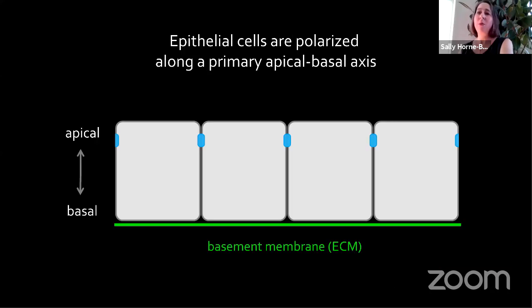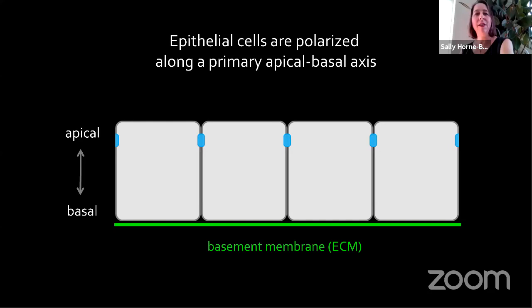Now, just to be sure that we're all on the same page, I just want to remind everyone that epithelia are tightly adherent sheets of cells that are polarized along two axes. All epithelia have a primary apical basal axis with a basement membrane extracellular matrix here at the basal side. When we're thinking about a migrating epithelium, a lot of the action in the system is going to happen right at that cell matrix interface.